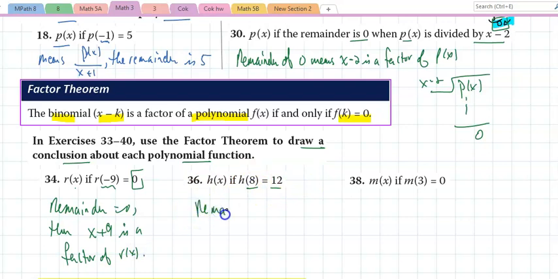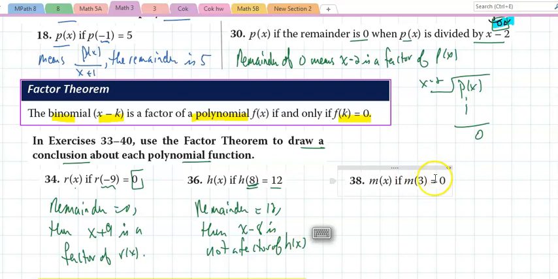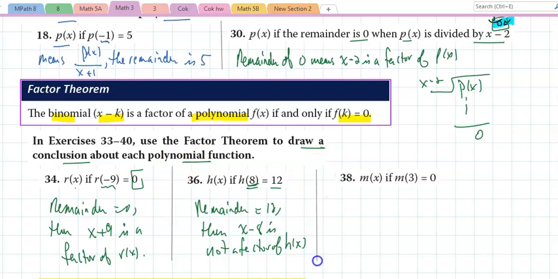How about here? Remainder equals 12. Then x minus 8, the opposite of that, is not a factor of h of x. And in case you're wondering why do we need to know that, well, wait till the next section and it'll all make sense. We're going to try to factor everything, and we're not using traditional factoring.